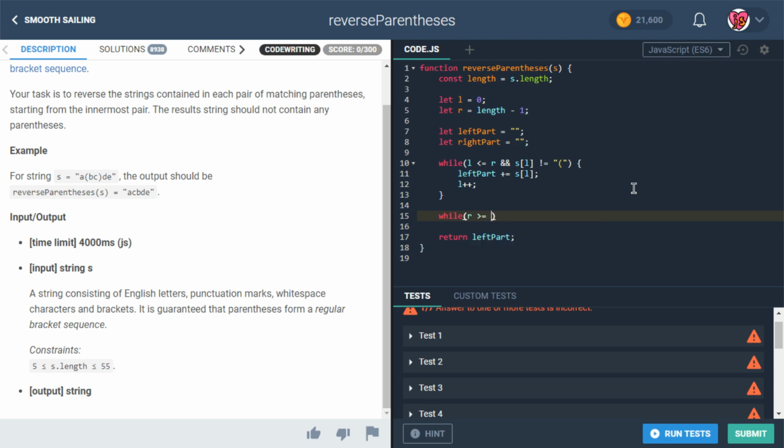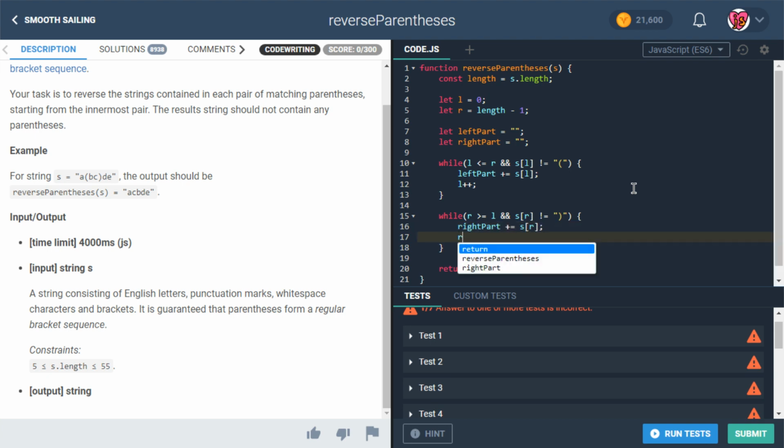We'll say, well, the right index is greater than or equal to the left index, and while S at R, while the string at the right index is not equal to this closing parenthesis. So while that's true, we're going to say right part plus equals S at R, and then R minus minus, because it's going in the opposite direction.